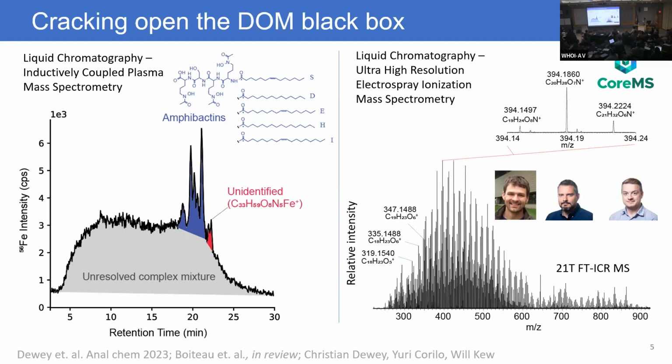And the area under the curve is proportional to the amount of iron that is associated with different reservoirs. In this case, this is a sample collected from the California current system. We can see sharp resolved peaks. These are indicating specific biomolecules that are binding to metals. And then we see this broad chromatographically unresolved mixture that's indicative of degradation products.